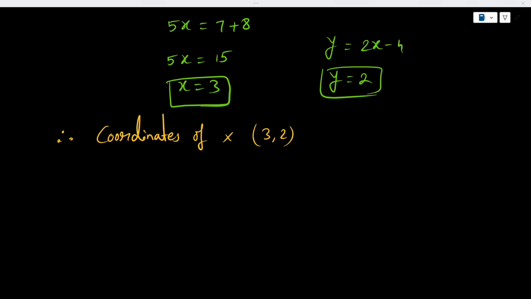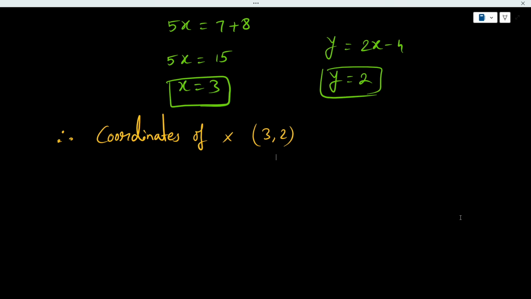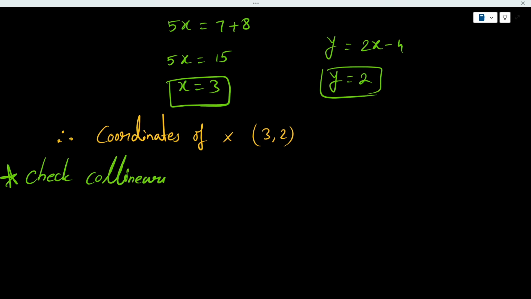Now after this, sometimes you will have to check it. These are the questions based on parallel lines, perpendicular lines and other basic coordinate geometry. Sometimes you have to check whether the given points are collinear or not. So how to check the collinearity of points? Here, check the collinearity or collinear points. How are you going to check it here? Because they'll give you the coordinates and you need to check if these 3 points are collinear.